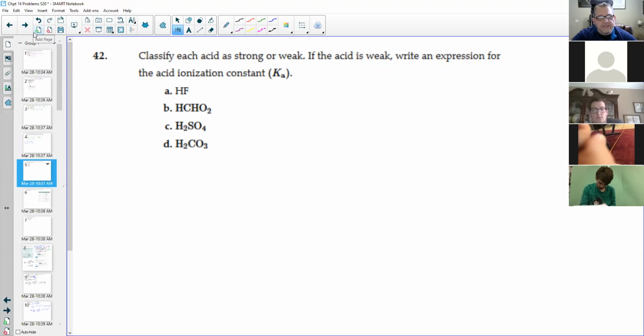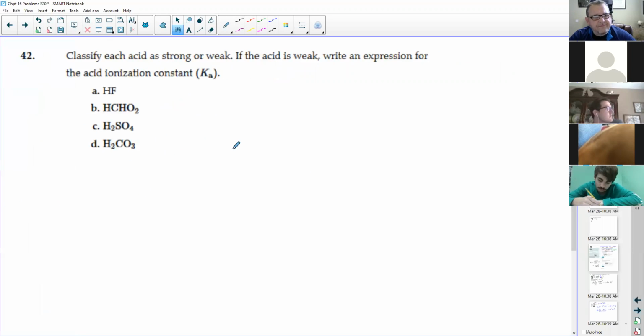So number 42 is classify each of the following as a strong or weak, and then write the expression of the ionization constant. So let's take a look at that. I'm going to see if I can move that to the other side, get it out of the way. Okay, so the first one, if we look at these groups of compounds, first question we have: is it a strong or is it a weak? And that's something we have to know from memory, going back to what they are on the tables. HF is an example of a weak acid.